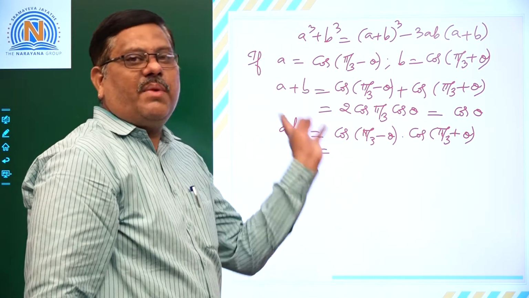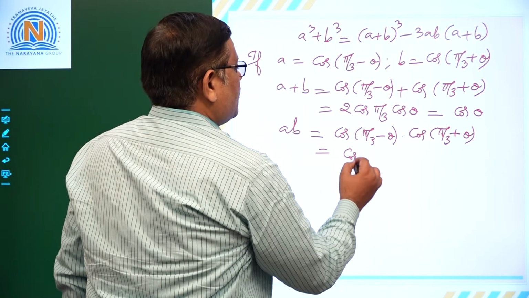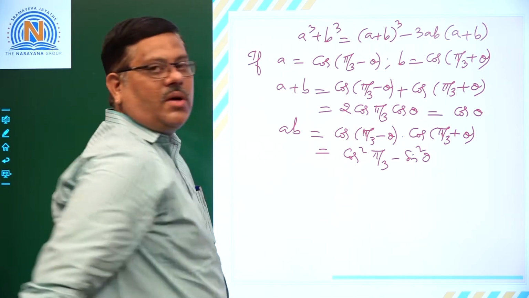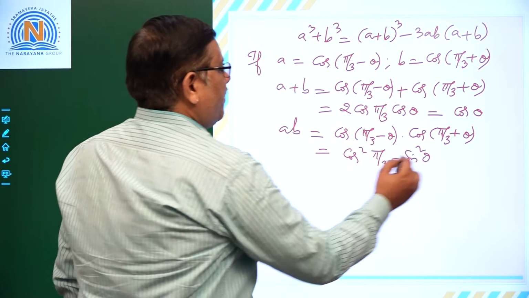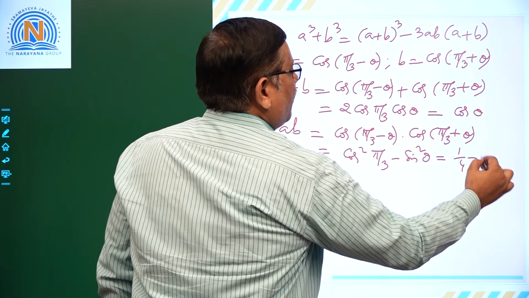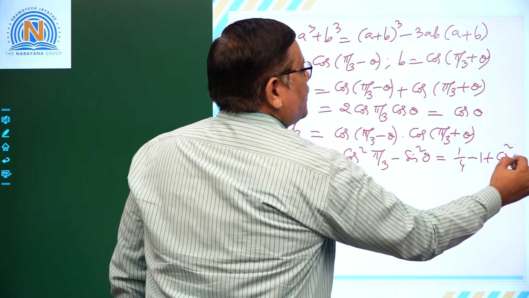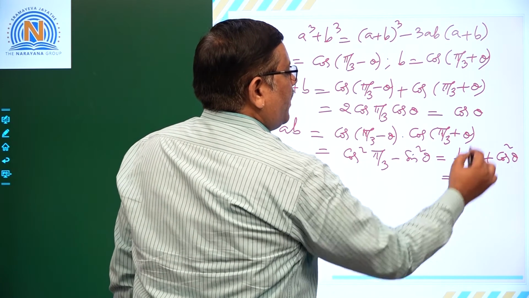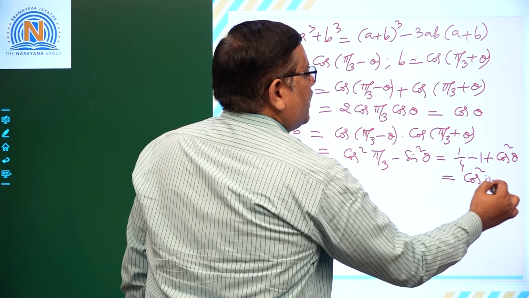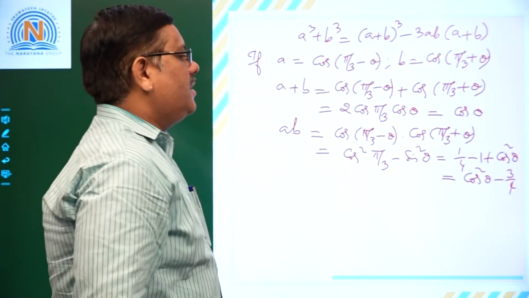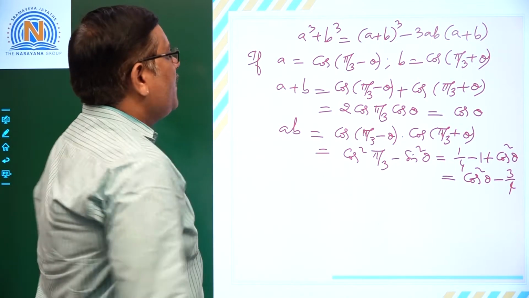That is cos square A minus sin square B, that is cos square pi by 3 minus sin square theta. This is what we have. What is cos square pi by 3 for us? That is nothing but 1 by 4 minus of 1 plus cos square theta. Here I can write sin square theta as 1 minus cos square theta. So overall we can write it is equal to cos square theta minus 3 by 4, because 1 by 4 minus 1, that is minus 3 by 4. That is the value of AB.